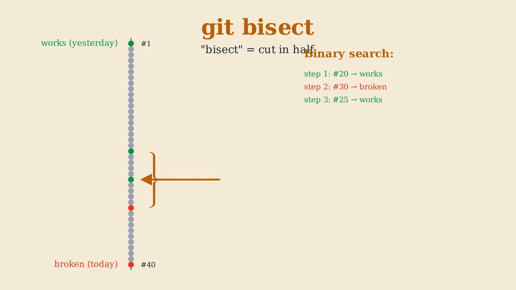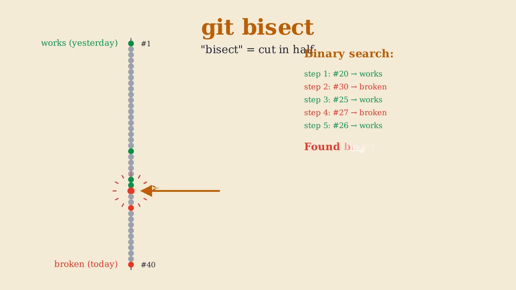Git even has a built-in command for this called git bisect, and bisect literally means cut in half. Programmers debug by binary search every single day, and many of them don't consciously realize that's what they're doing.